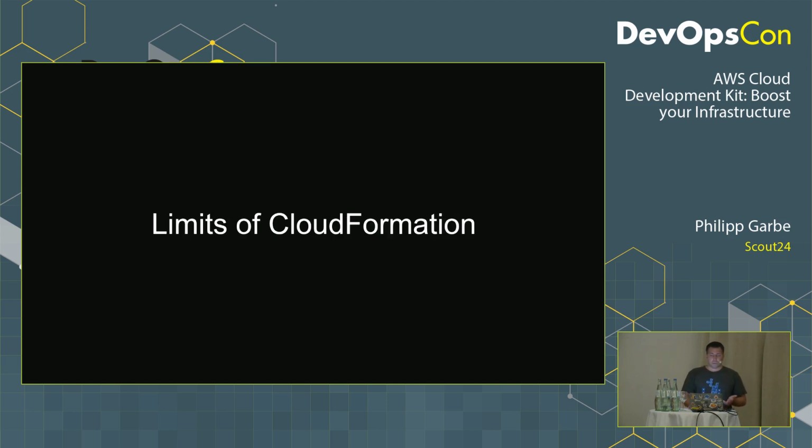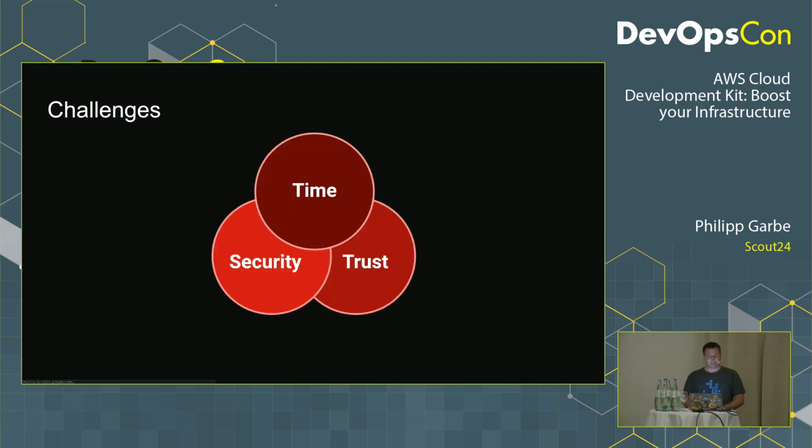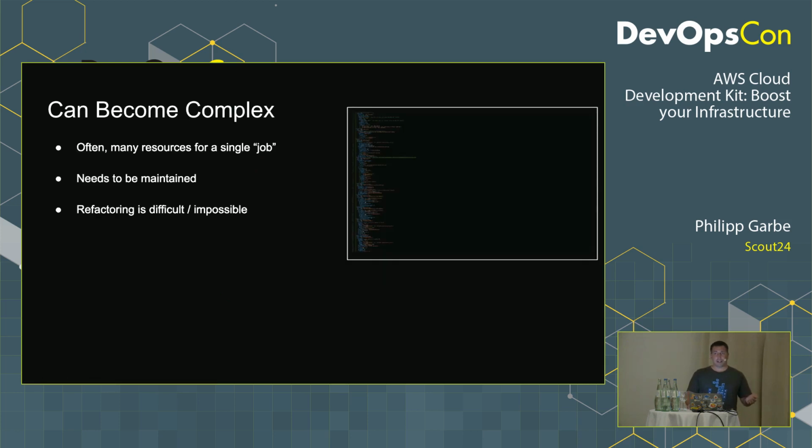But what are the problems or limitations of CloudFormation? I would put them in three categories: time, security, and trust, and I'll give you some examples now. As we have seen in the beginning, it can become very complex. For a single job, you have a couple of hundreds of lines of YAML code, and like every other code, it needs to be maintained at some point. It can be outdated, or you can have better ways to achieve the same thing. And refactoring here is quite difficult or almost impossible.